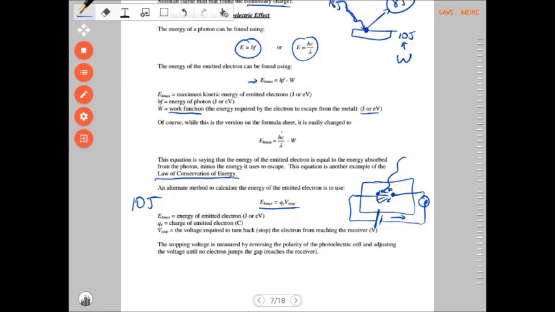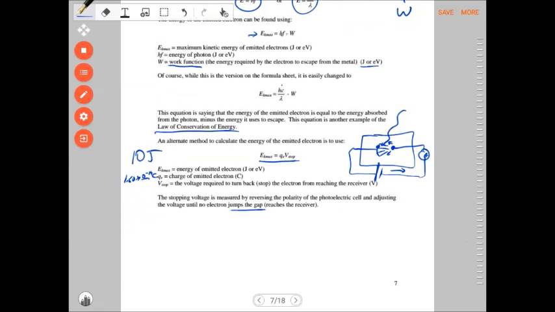So EK max, of course, is the energy of the emitted electron. QE is the charge on the electron. Well, it's always 1.60 times 10 to the negative 19 coulombs, because these are electrons. And then V stop is the voltage required to turn back or stop the electron from reaching the receiver. That's always going to be measured in volts. The stopping voltage is measured by reversing the polarity of the photoelectric cell and adjusting the voltage until no electron jumps the gap or reaches the receiver. Wow, clear as mud.